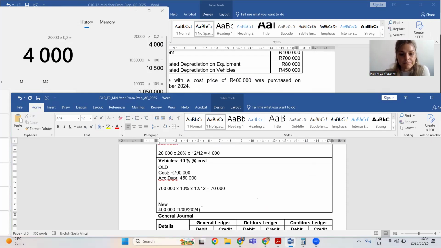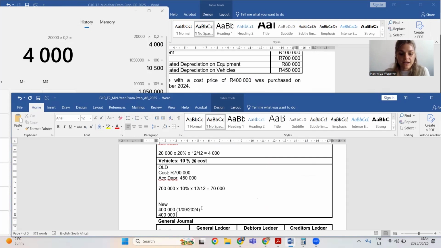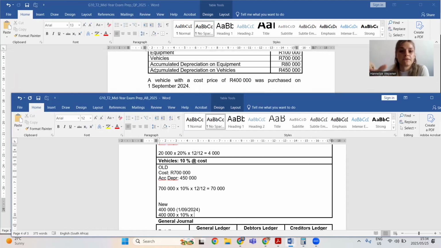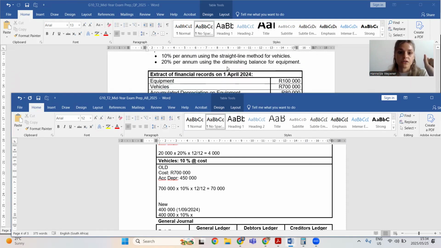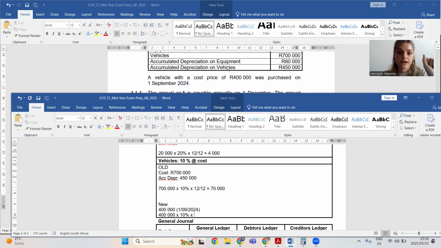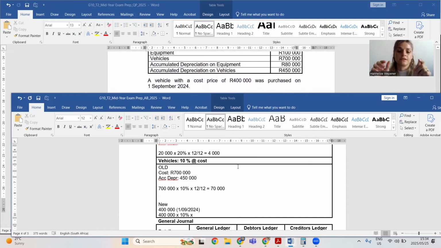Okay, next up, the new one, 400,000 Rand times 10%. And I only had it for, and I hope it won't result in decimals, I only had it for December. No, not December. It was September. Yes. So September, October, November, December, Jan, Feb, March, because my financial year ended on 31 March. So remember, I've told you in class as well, it's fine to count on your fingers. We all do it. So September, October, November, December, Jan, Feb, March.